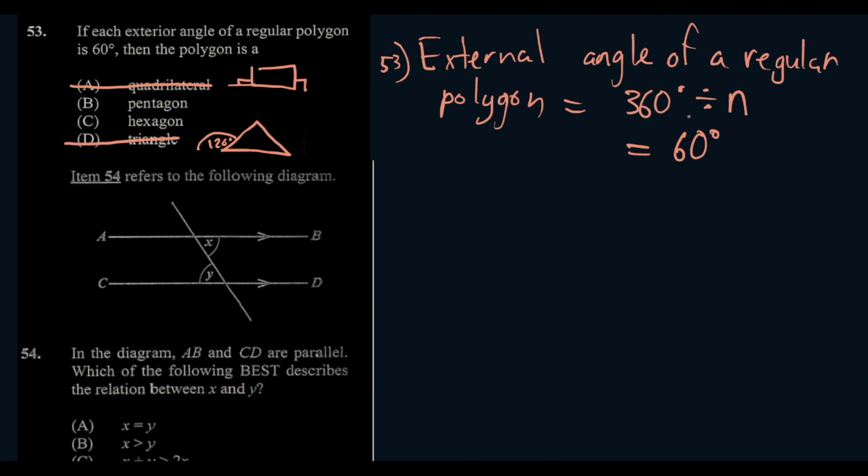So how can we figure out what that is? It's the same thing as dividing 360 by 60. So 360 divided by 60 gives us 6. Okay, so that means that the number of sides it has is 6. So in this case, that would be a hexagon, which has 6 sides.